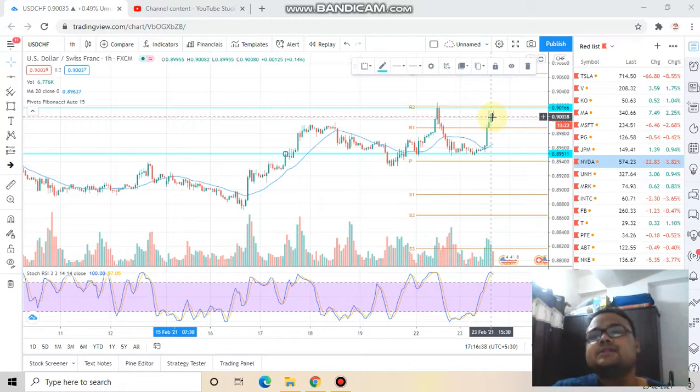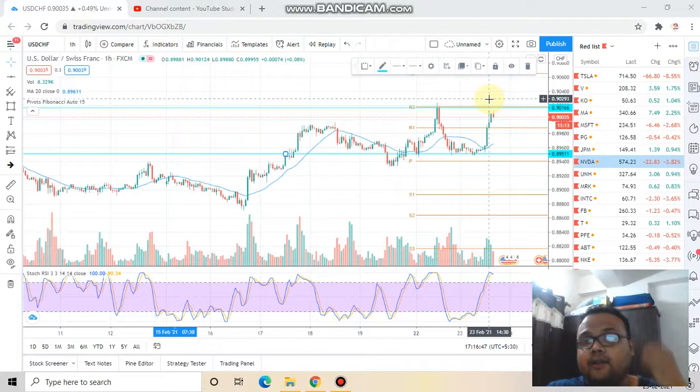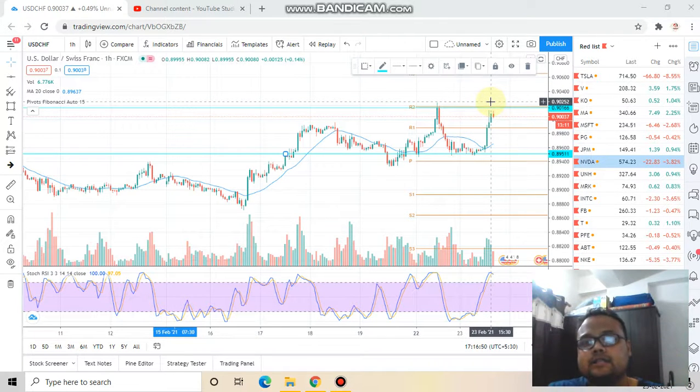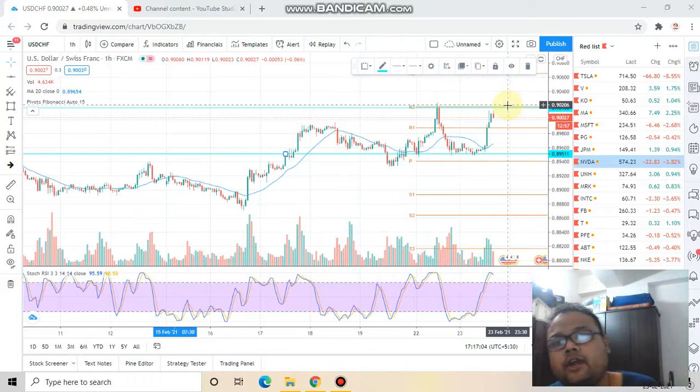Okay, so you just see. If it goes up again and hits the resistance level at 0.9016, and if you spot some reversal sign or price rejection from above, it means that the market is still not ready to cross the level. That means bears are not allowing the market to go up. In that case, you can short the market.